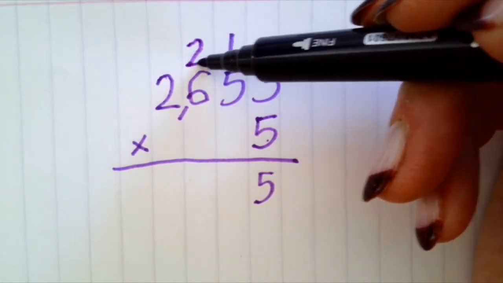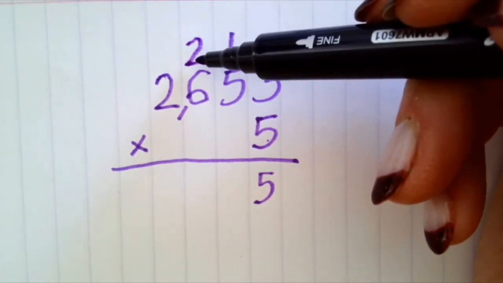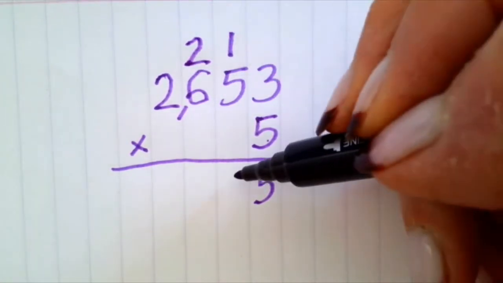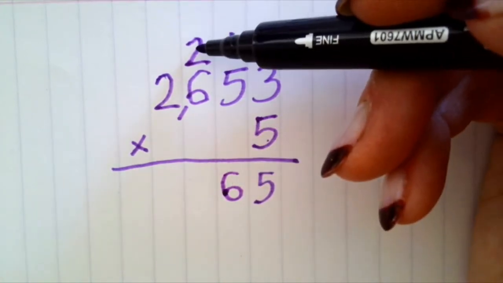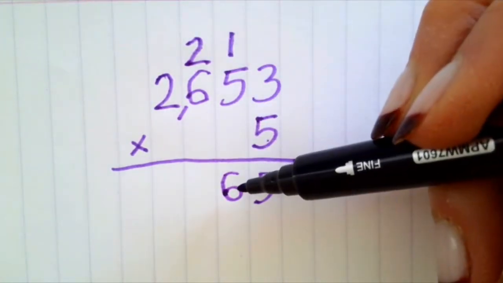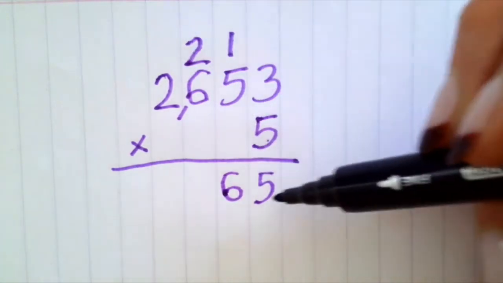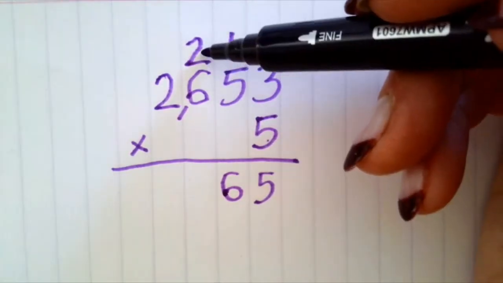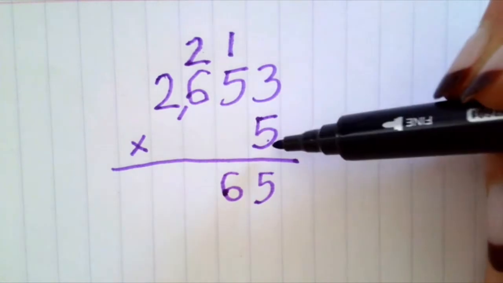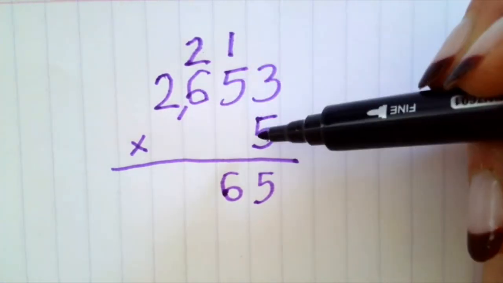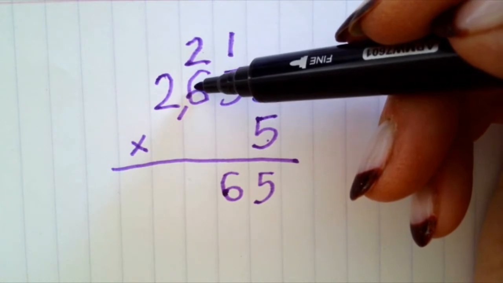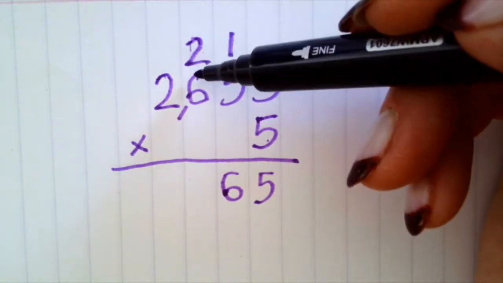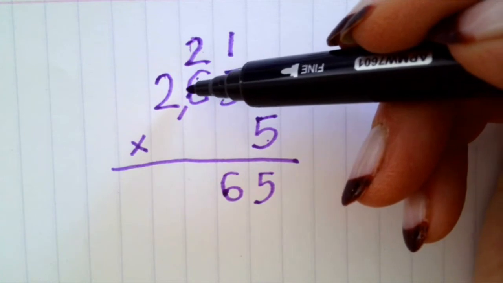26 tens. I put the 2 here in the hundreds column and the 6 in the tens. 26 tens is really 2 hundreds and 6 tens, or 260. Now I am multiplying the 5 times the 6 hundreds. 5 times 6 is 30. That's 30 hundreds. And I'm going to add 2 more, which makes 32 hundreds.